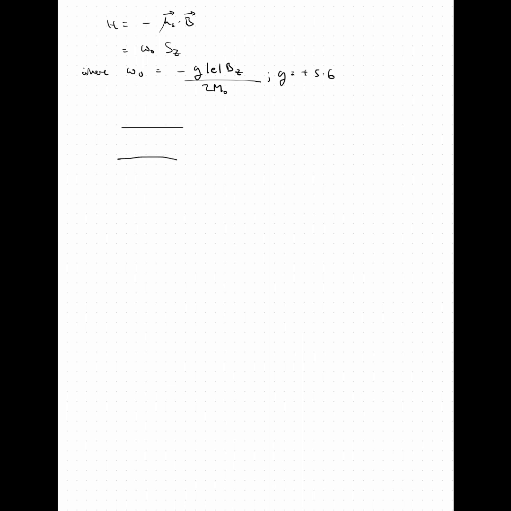And then this gives rise to a two-level system in a magnetic field, with states at eigenvalues plus h bar over 2 and minus h bar over 2. And the spin splitting is omega naught. Now this delta E is h bar omega naught.